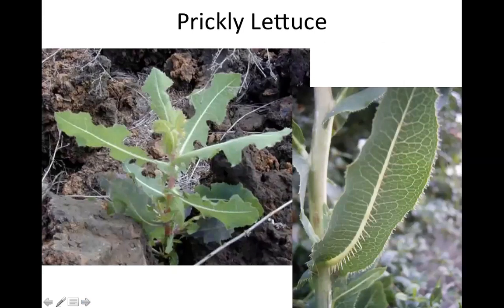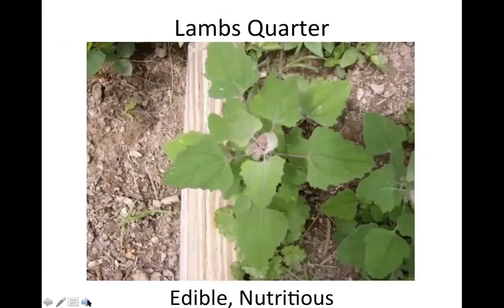Prickly lettuce is one of them. It's pretty easy to identify. You'll see that pop up a lot. Lamb's quarter is another edible, really nutritious plant. It's not very invasive. It doesn't compete that much. When I see it, I usually just leave it alone and harvest the leaves. It's kind of spinachy, you want to saute it, but it's delicious and really nutritious. So definitely keep an eye out for lamb's quarter.